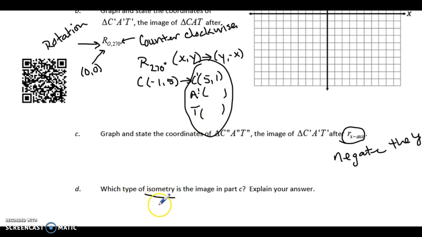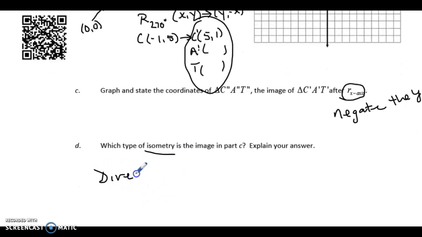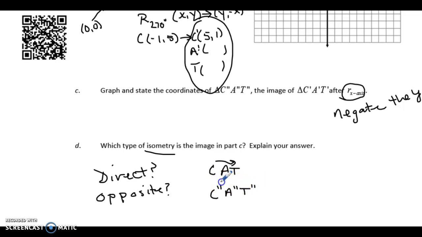Now, when we say what type of isometry, I want to know, is it a direct or opposite? Okay, so if it's a direct isometry, then the points C, A, and T should be in the same order as they originally were. So what you're checking here is to see if you go from C to A to T, are you going clockwise or counterclockwise? And then when you go from C double prime to A double prime to T double prime, are you going clockwise or counterclockwise?